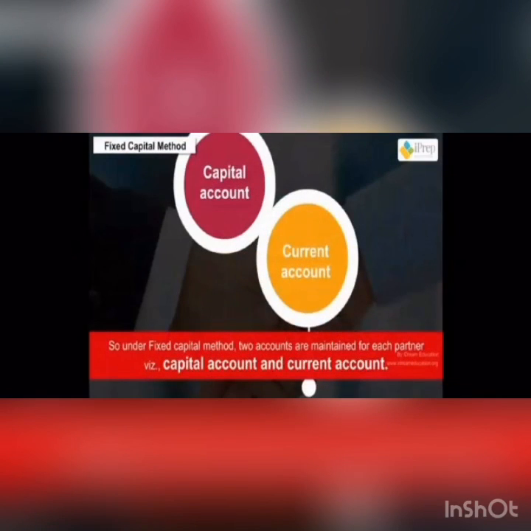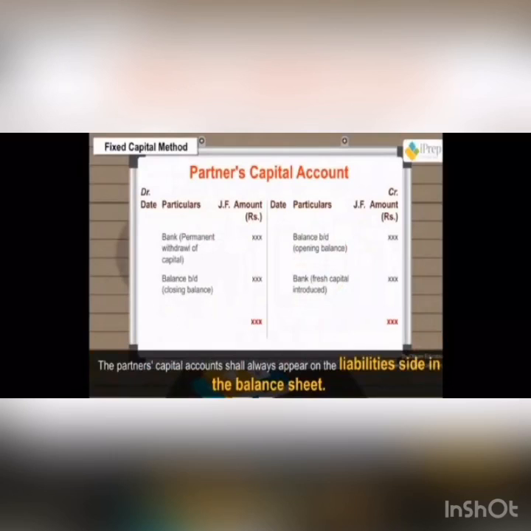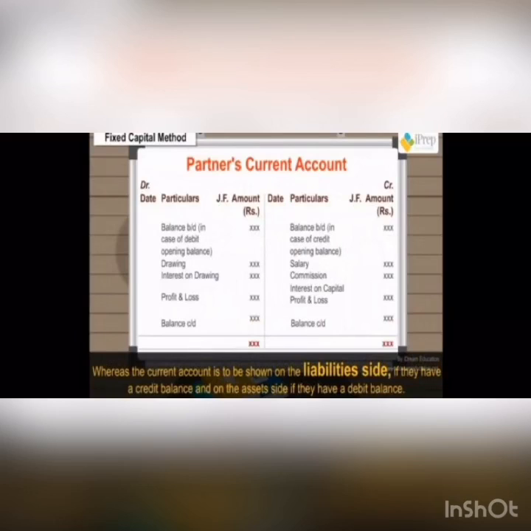So, under the fixed capital method, two accounts are maintained for each partner, that is the capital account and the current account. The partner's capital account shall always appear on the liability side in the balance sheet, whereas the current account is shown on the liability side if it has a credit balance, and on the asset side if it has a debit balance.